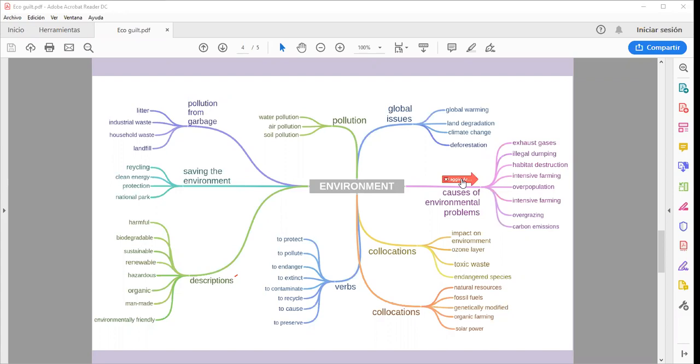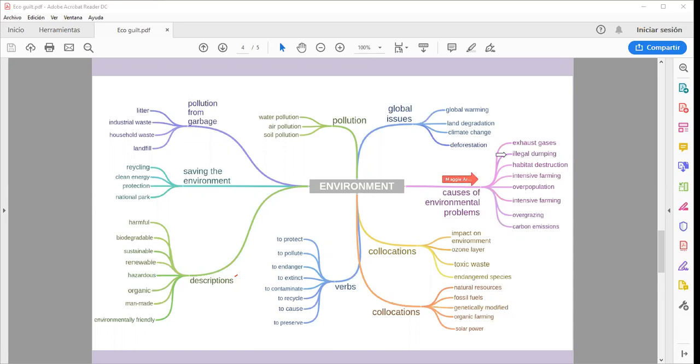For example, what are the exhaust gases? It refers to the emissions, for example, by cars, or motorcycles, or industry. Excellent. Thank you very much.